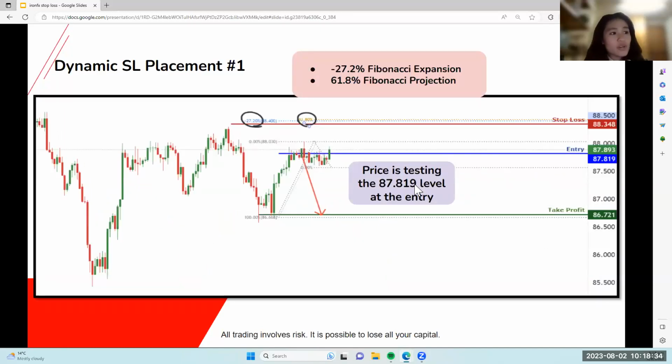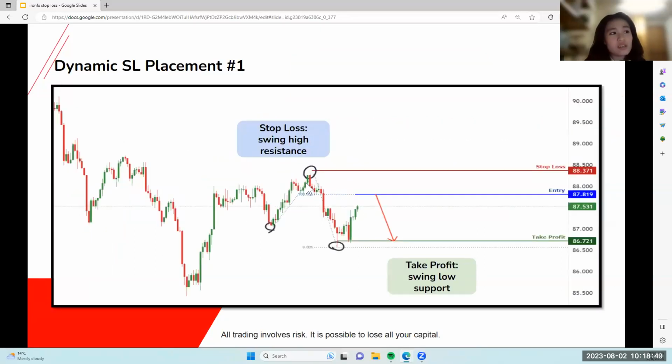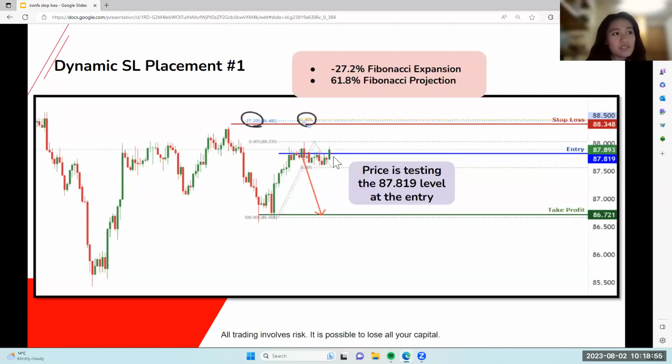So this is what happens. We're expecting it to reverse off, so it does test this entry level. The reason for that extra resistance at the entry is that, as you can see earlier, we have this 100% Fibonacci projection that lines up nicely with this level. So you can see the resistance and price testing this entry. Next, we have the negative 27.2% Fibonacci expansion, as well as the 61.8 Fibonacci projection that line up nicely. So this is where we decided to place our stop loss, and this is how we use Fibonacci levels as stop losses as well.